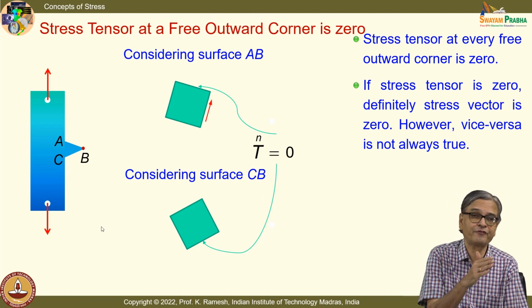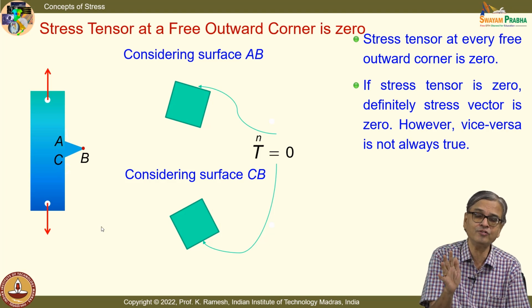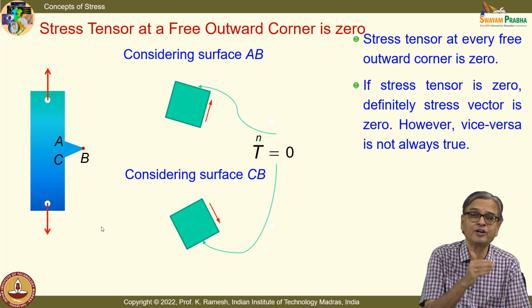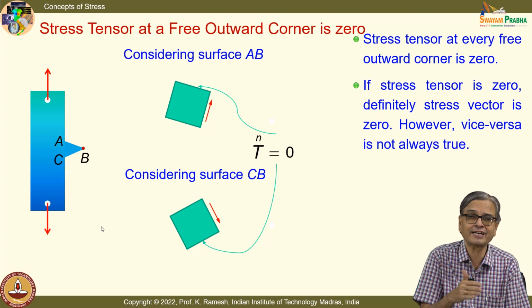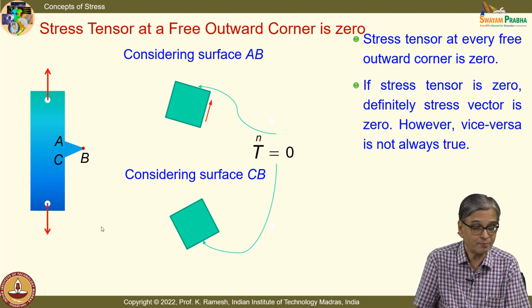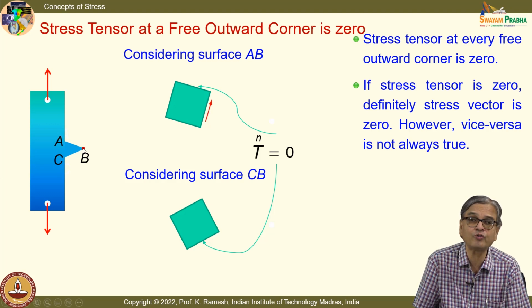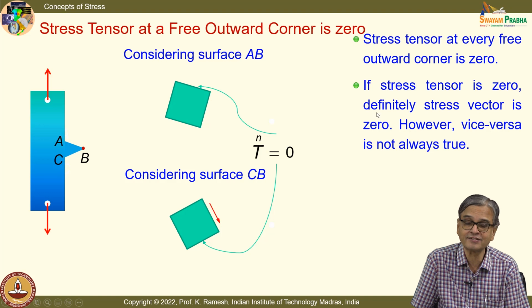We have seen on a free surface stress vector is 0. When stress vector is 0, it is not necessarily stress tensor is 0. I can still have some component of stresses acting on different planes. But the moment I come to a free outward corner, from the basis of the argument that I have put forth, you get a very interesting result.